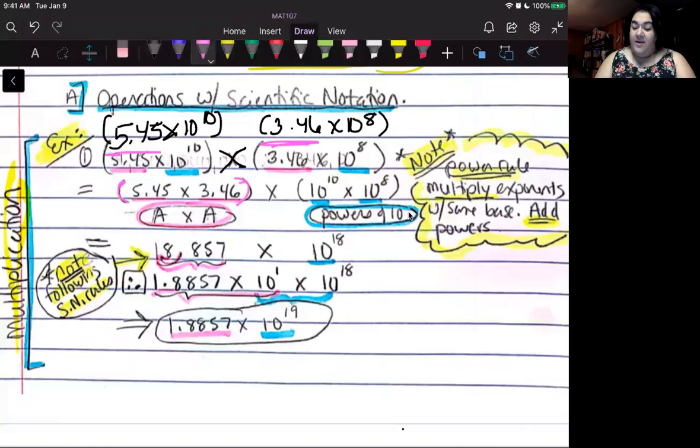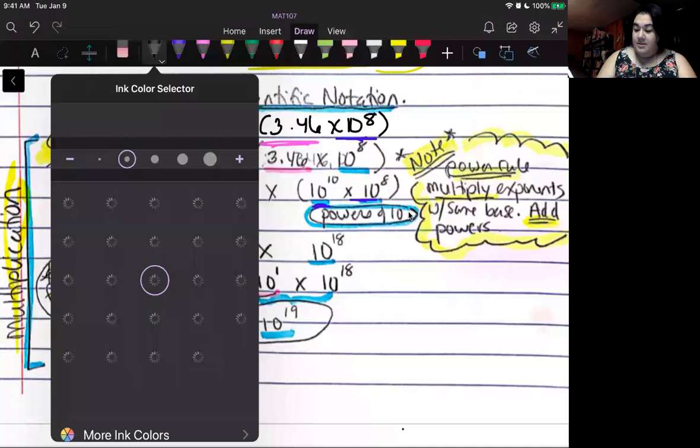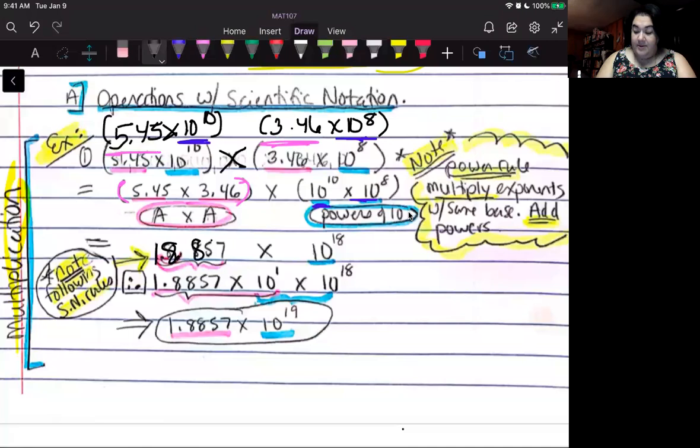And then my powers of 10 are going to be 10 to the power of 10 and 10 to the power of 8. Those are what I'm going to multiply, my powers of 10. So we multiply A's with A's and powers of 10 with powers of 10. So when I multiply 5.45 times 3.46, I get 18.857. Okay. That is the answer that I got when I multiplied my A's.